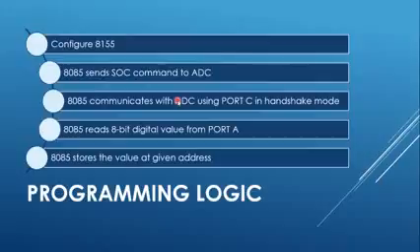In this program, firstly we have to configure 8155 to use its various ports. Then SOC signal is sent through port C. Port C is configured in handshaking mode with ADC. 8085 reads the 8-bit digital value from port A. 8085 stores the value at the given address.